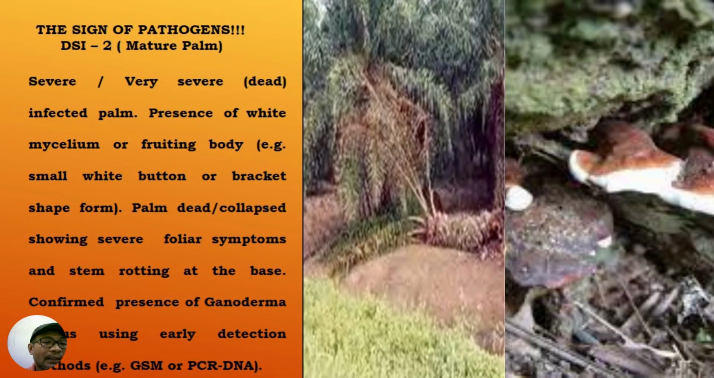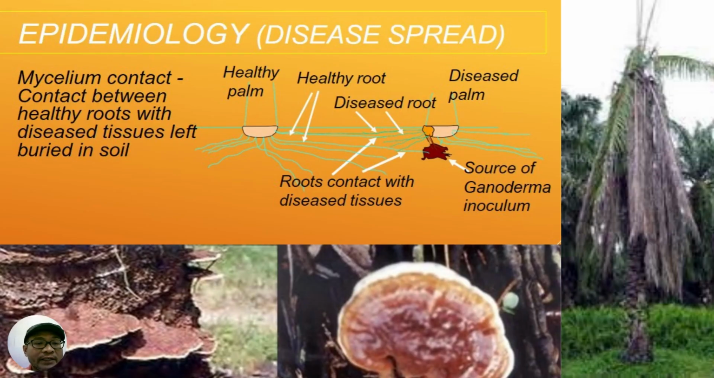DSI number two is the severe, very severe or dead infected palm. Here we can find the presence of white mycelium of the fruiting body like a small white button or bracket-shaped form. The palm dies and collapses, showing severe foliar symptoms and stem rotting at the base, with confirmed presence of Ganoderma fungus using early detection, the same as DSI 1, using GSM or PCR DNA.